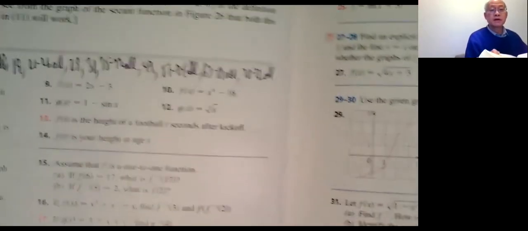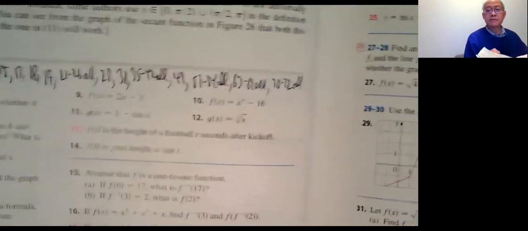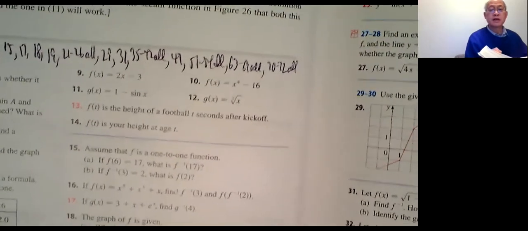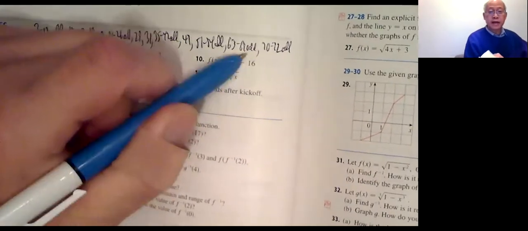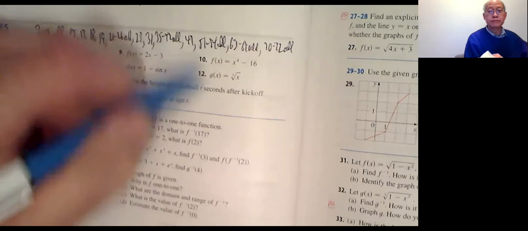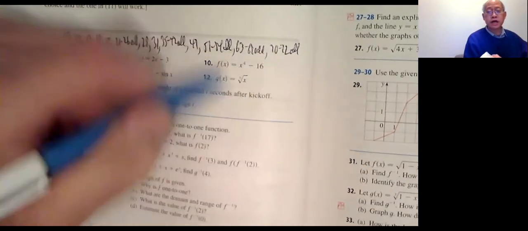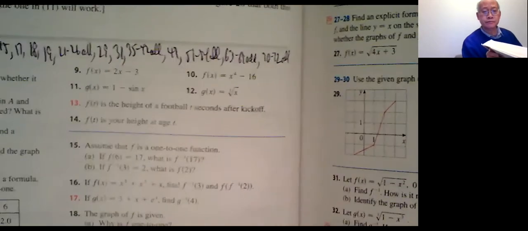Okay, then 9, 10, 11, and 12, you have to know something about the function, right? So let's look at 10. X to the 4th minus 16. Okay, x to the 4th goes like x squared, it curves up. And minus 16 just moves it down. So if it's U-shaped, it is not going to be one-to-one, right? So 10 is a no.